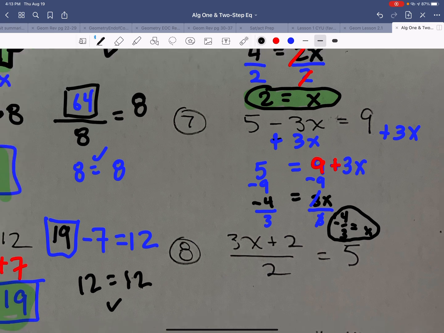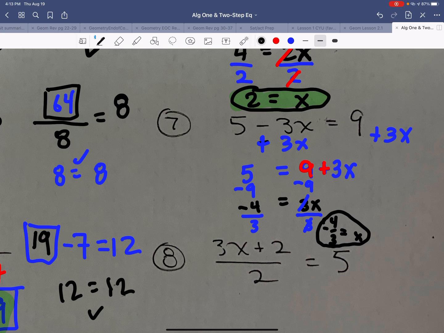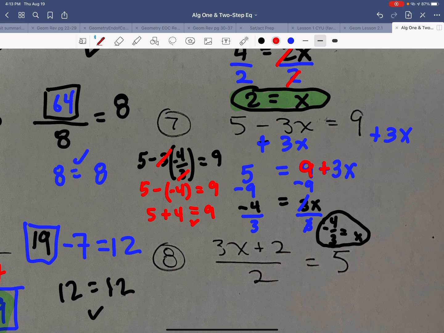Okay, so to check this, we're going to have to plug this back in. 5 take away 3 times negative 4/3 is equal to 9. When we do, we end up canceling. 3 divided by 3 is 1. So you have 5 minus a negative 4 equals 9, or 5 plus 4 is 9. So this is definitely our answer, negative 4/3.